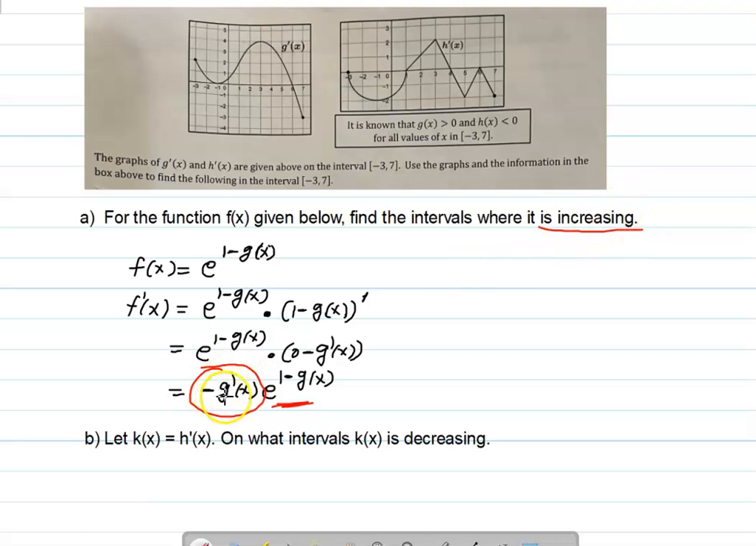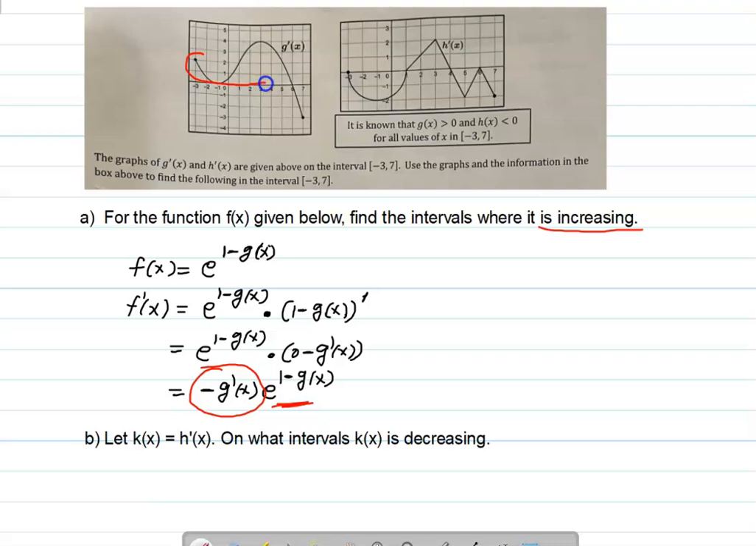f of x would be increasing when g prime x would be negative, because one negative is already there. So two negatives make a positive. That means f prime x would be positive when the value of g prime x would be negative. So let us see from this given graph where g prime x is negative.